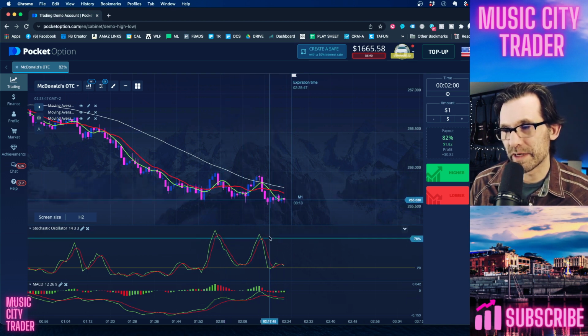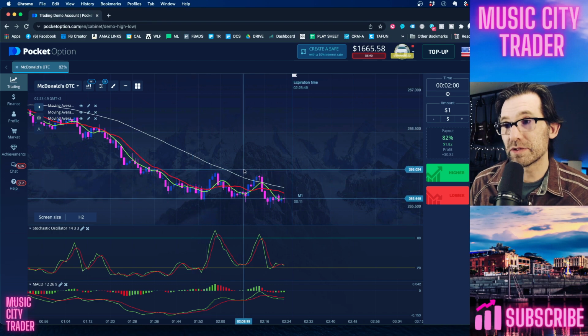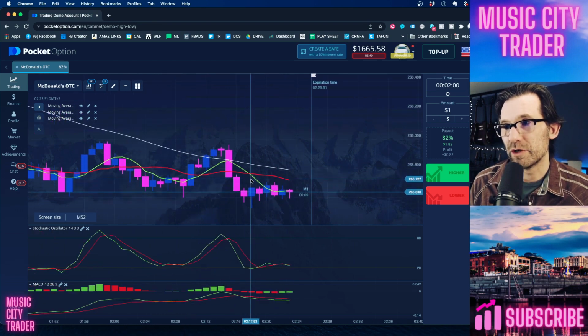Some's going down, some's going up. This is not a perfect entry, but this is how you would enter. You would literally go, the MACD crossed down, we're in a downtrend. Or I mean, the stochastic crossed down, we're in a downtrend.